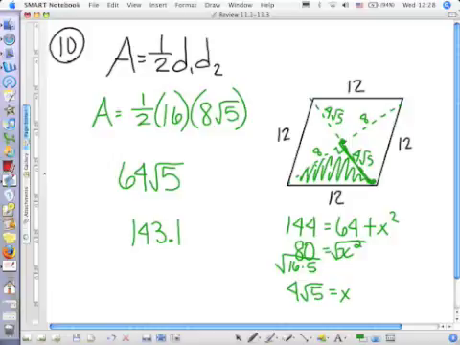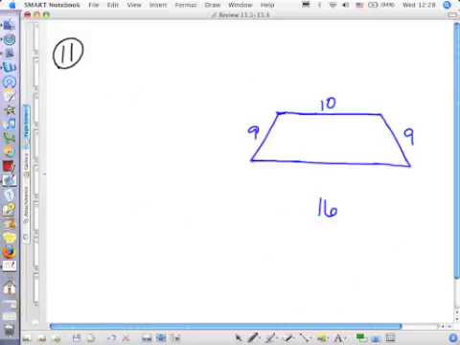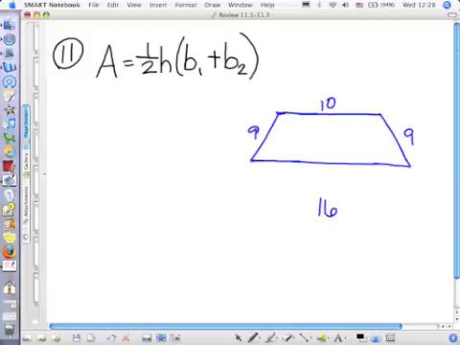All right, number 11 says find the area of a trapezoid. So area is equal to... okay, so my 3 dimensions are height, base, and base. Do I have all of them? I have base and base.